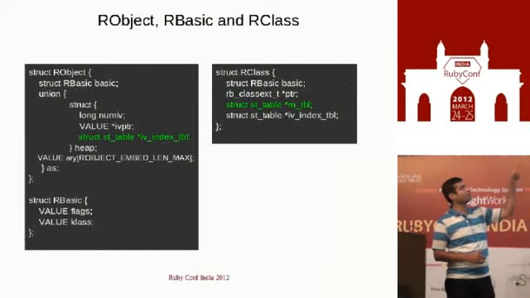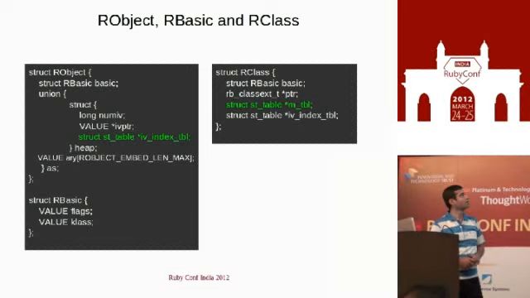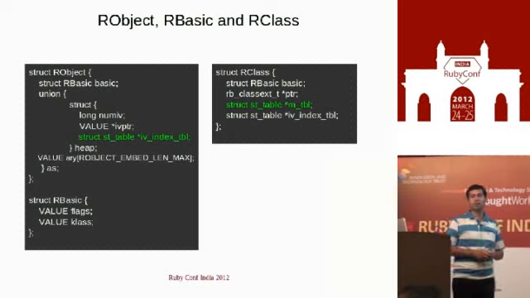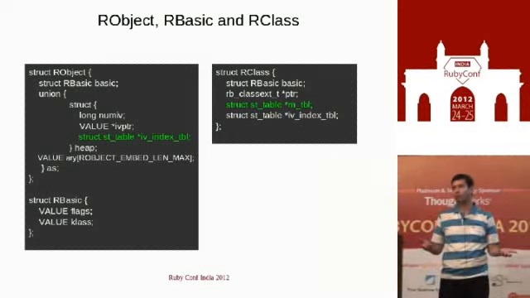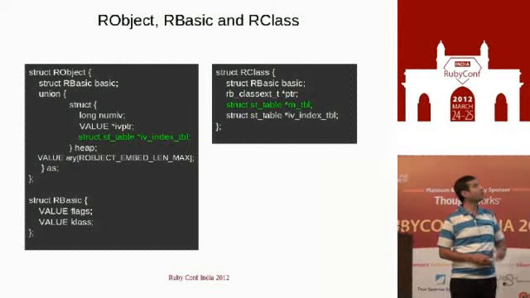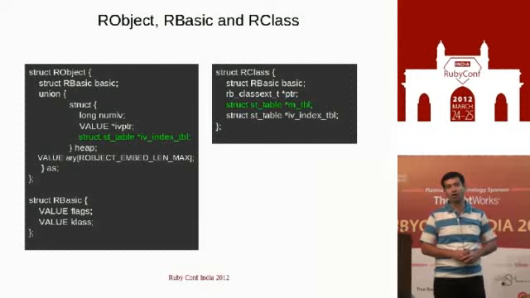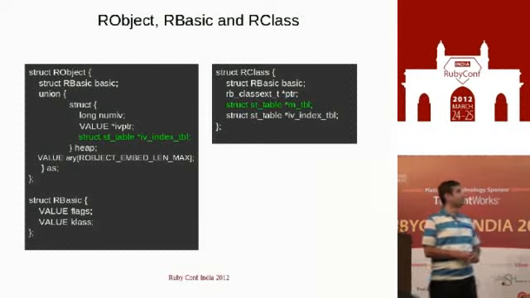So we have the methods defined in a class, and we have the instance variables defined in both the RObject and RClass. Since we don't often use instance variables in other types of objects, say string or integer, we don't have this struct st_table iv_index_table in the other objects.